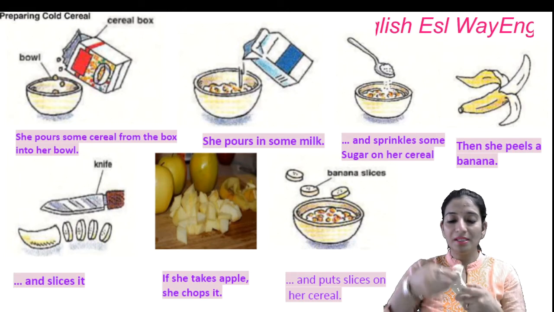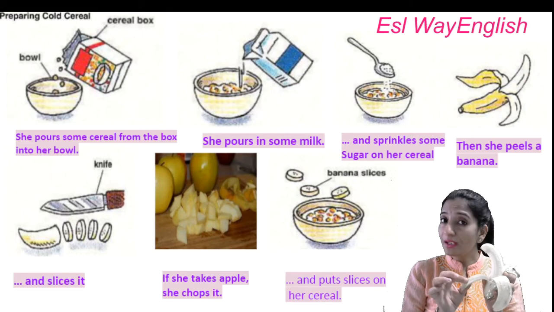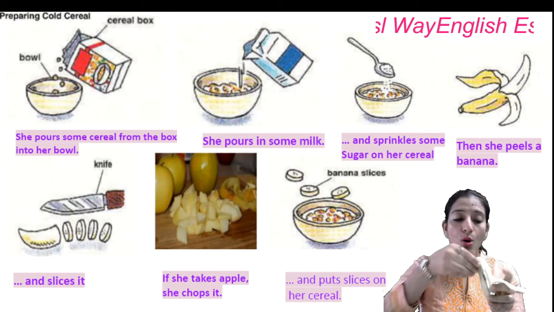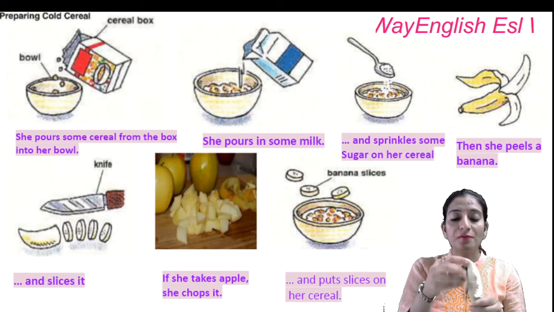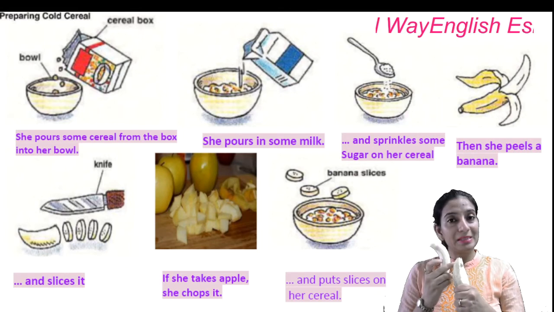So what does peel mean? Peel means to take the skin off. Why did I say off? Because the skin was on this banana. So after peeling, this is my peeled banana and this is my peeling.